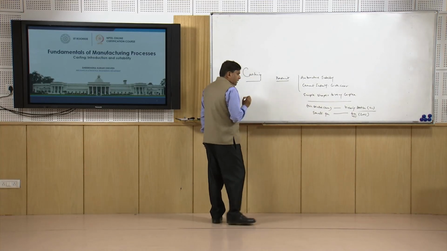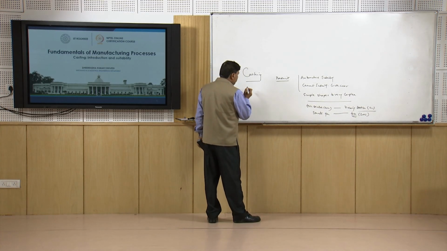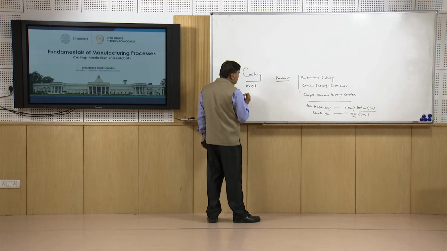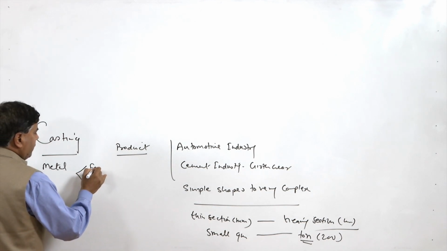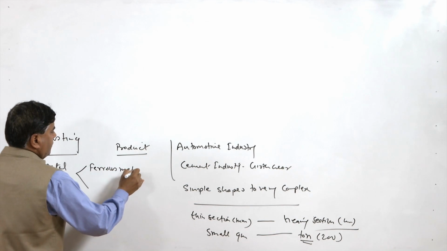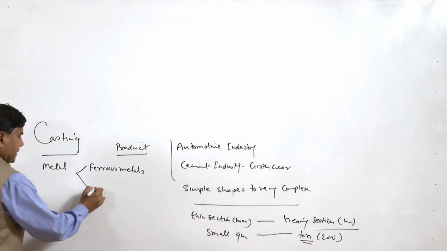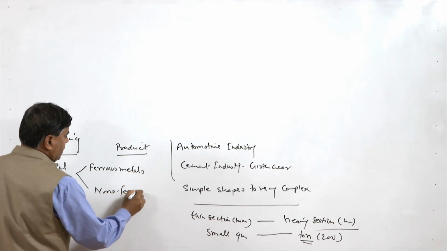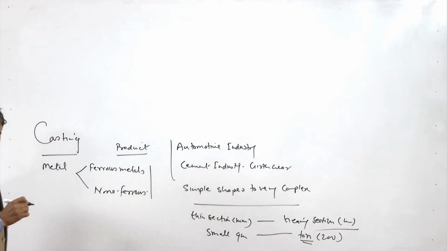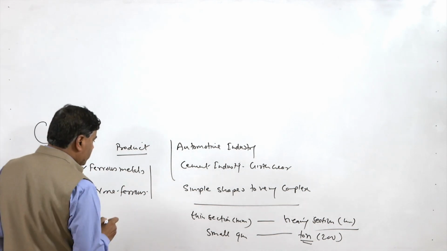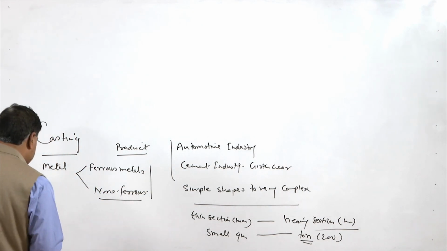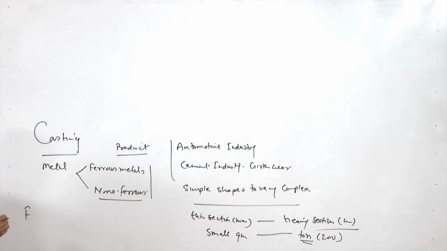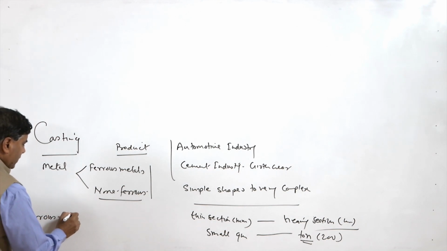These castings normally use metals of two categories. We can put them in two categories: one is ferrous metals and non-ferrous metals. Since the ferrous metals are of higher melting temperature as compared to the non-ferrous metals, it is somewhat easier to cast the non-ferrous metals, but there are certain ferrous metals also which are extensively used as casting metals. Among the ferrous metals we have the cast irons.